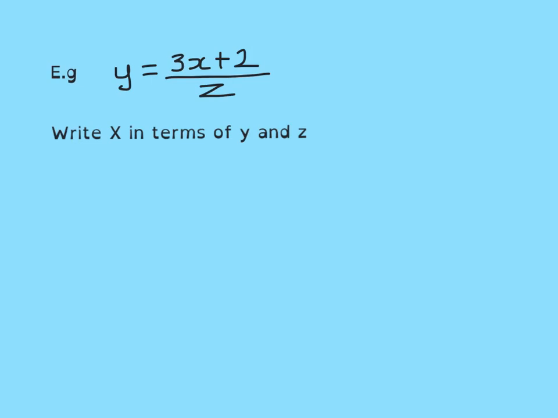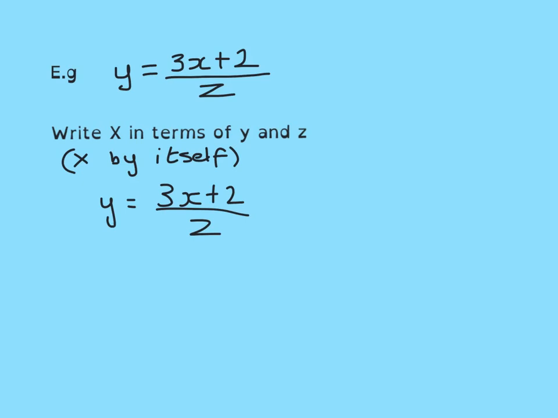Okay, so let's take another example then. Write x in terms of y and z. So what this means is that we need x by itself, and then z and y to the other side of the equal sign. Okay, so remember what we did before. We said y is equal to 3x plus 2 all over z. And the first thing I notice here is that I have this z on the bottom, and I don't want that. So I will need to multiply both sides of this by z. If I do it to one side, I must do it to the other.